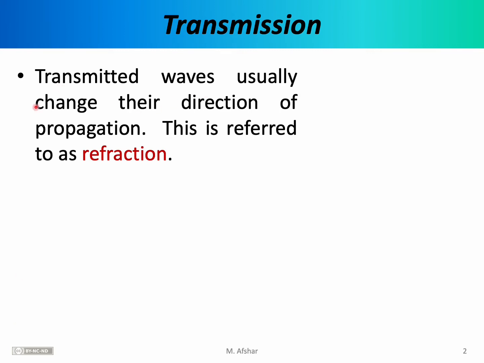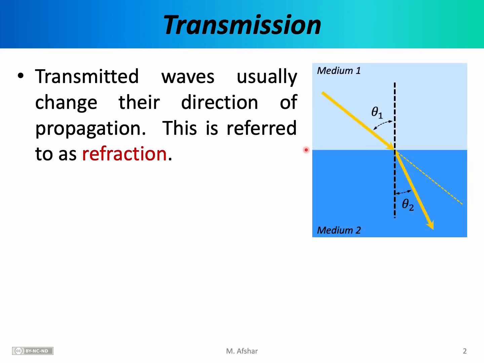Transmitted waves usually change their direction of propagation. This phenomenon is referred to as refraction. We can describe the situation as follows. We have two media, which we're labeling as medium 1 and medium 2. You can imagine that medium 1 on top is air, for example, and medium 2 on the bottom is water, for example. We have an incident ray that comes in at angle theta 1. Theta 1 is the angle of incidence, and note that it is being measured relative to the normal line.